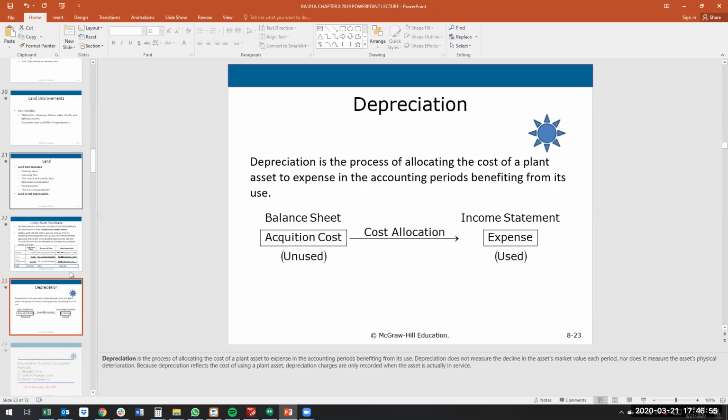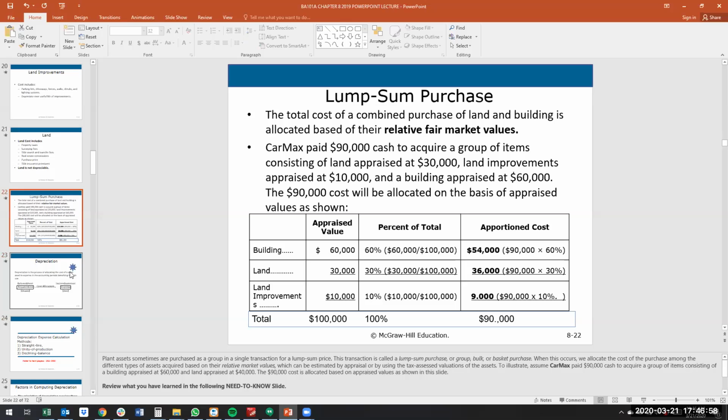And so here's a good example of a lump sum purchase and how we apportion costs. This is relatively complex, but let's say we purchased land, building, and land improvements. So I bought a building that I want to run my office out of, and we paid $90,000 to acquire the building, the land itself, and fences and shrubs and everything that came on the land. This is probably 100 years ago for this price, but that's okay. Or we're in Ohio somewhere.